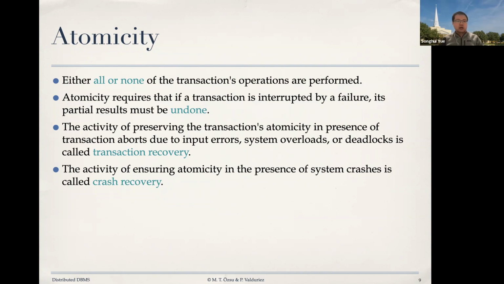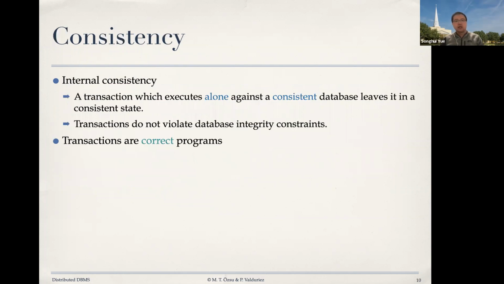So atomicity requires that if a transaction is interrupted by a failure, its partial result must be undone. The activity of preserving the transactions automatically in the presence of transaction aborts due to input error, system overload, or deadlocks is called transaction recovery. And the activity of ensuring atomicity in the presence of system crashes is called crash recovery. These are some terms related to atomicity.